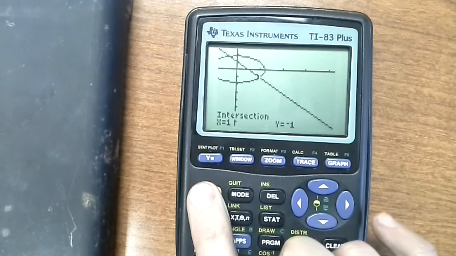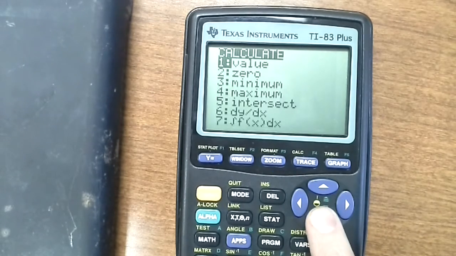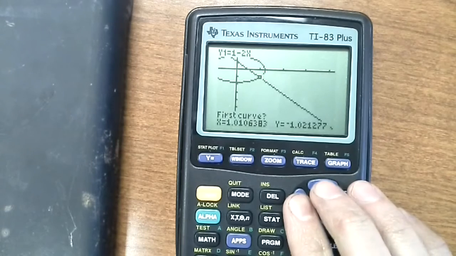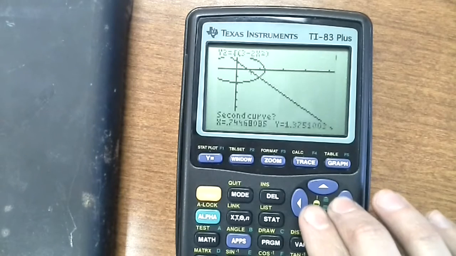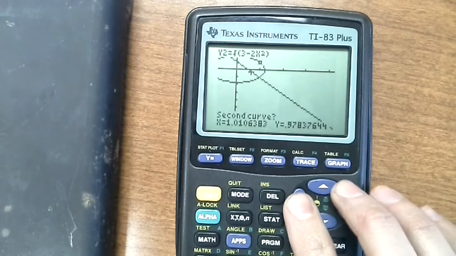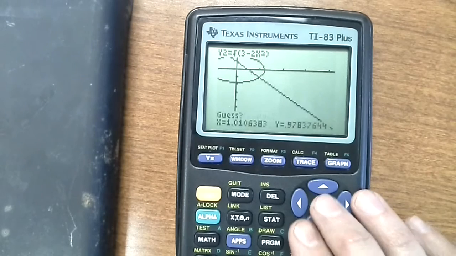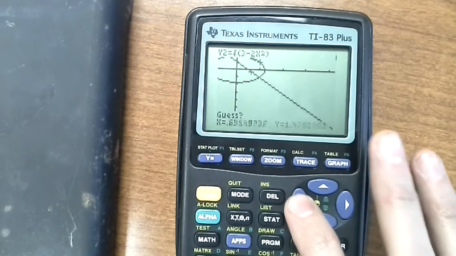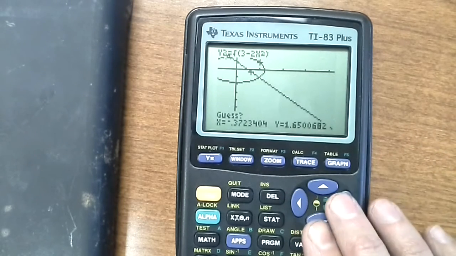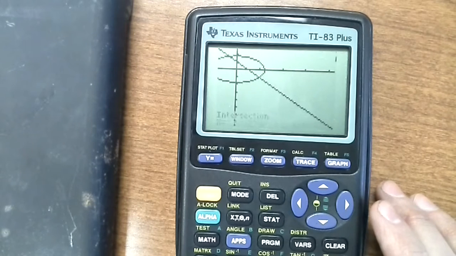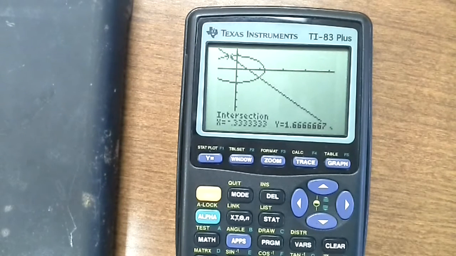And then we'll do the same thing again. So second, trace, and then back to intersect. And here we want to find the intersection between the straight line, and this time we want the top half of that curve. So I'll just make sure that it's up on that top half somewhere. And then for the guess, I'll scroll my cursor over. I'm kind of going to lose it up at the top there, but it looks like somewhere over here is where they intersect. And we get values of x is negative 1/3 or negative 0.33, and y is 1 2/3 or 1.67.